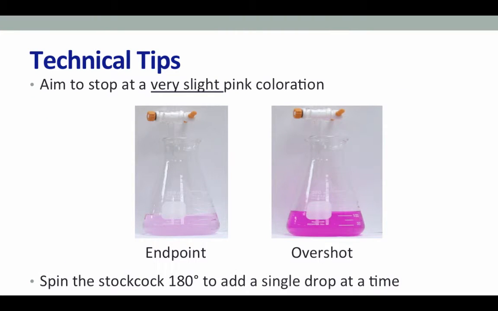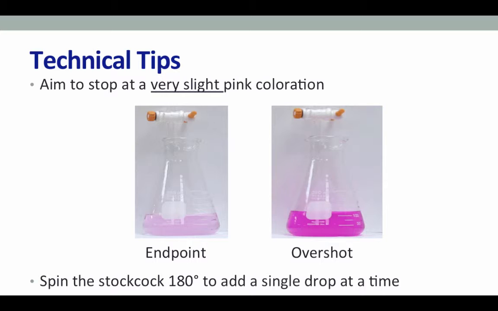For the best titration, we want to start at an endpoint with a very slight pink coloration, as shown on the left here. If your solution looks more like the solution on the right, you have overshot the endpoint. This is not too big of a deal if it's your first titration, but you want to get your replicates as close to the light pink color as possible.